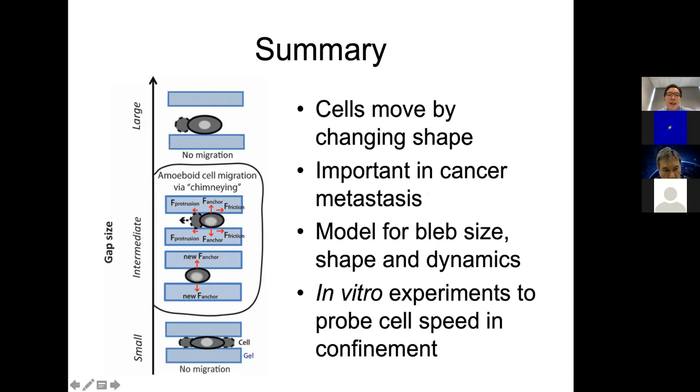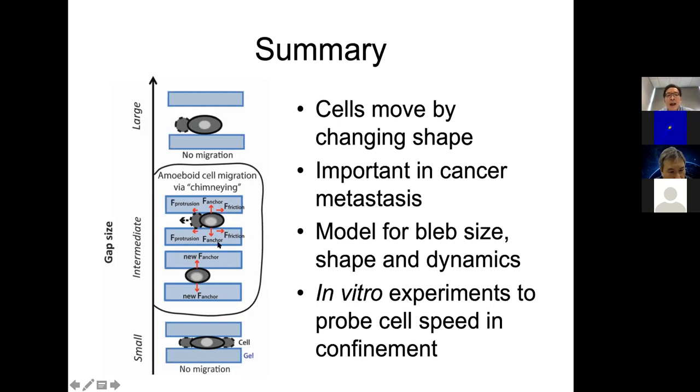So the summary picture is a little bit like this, if you think of gap size as being small, intermediate, and large. If the gap size is too big, then the cell essentially cannot transfer momentum through the walls, and therefore there's no migration. If the gap size is too small, the cell is essentially being squished such that it forms these protrusions rather uniformly around the circumference of the cell, leading to no net migration. So there has to be some intermediate gap size that allows for the chimneying or the momentum transfer to happen, that allows for the cell to migrate.